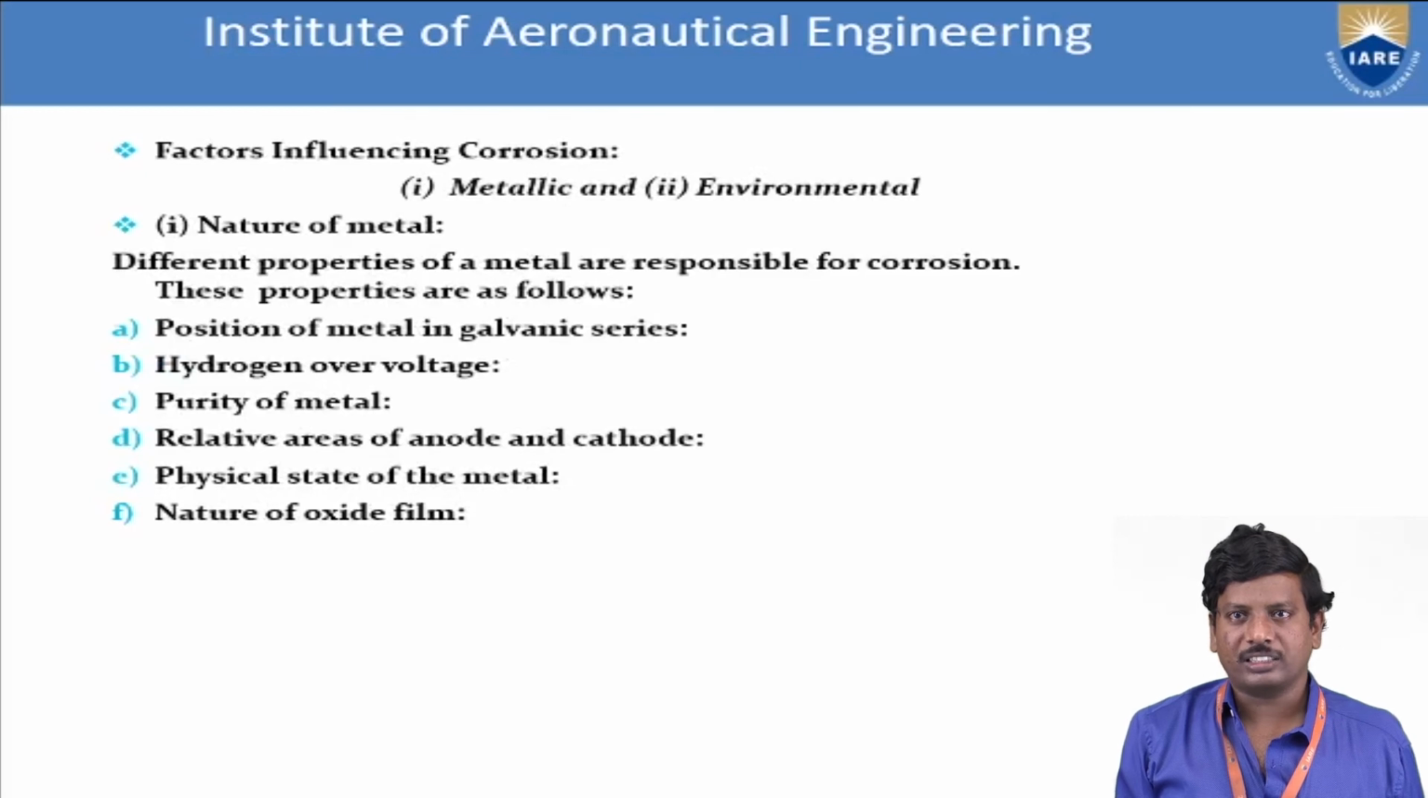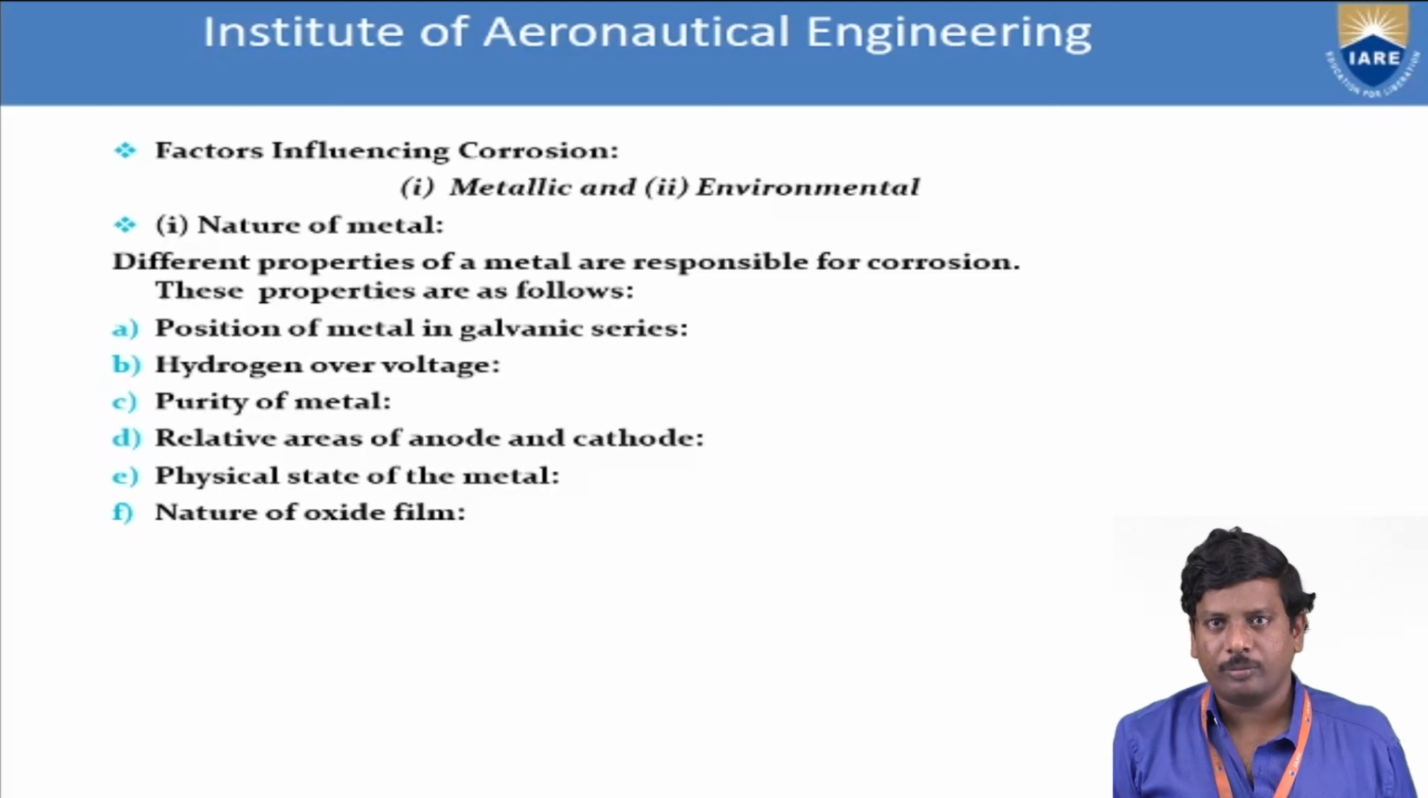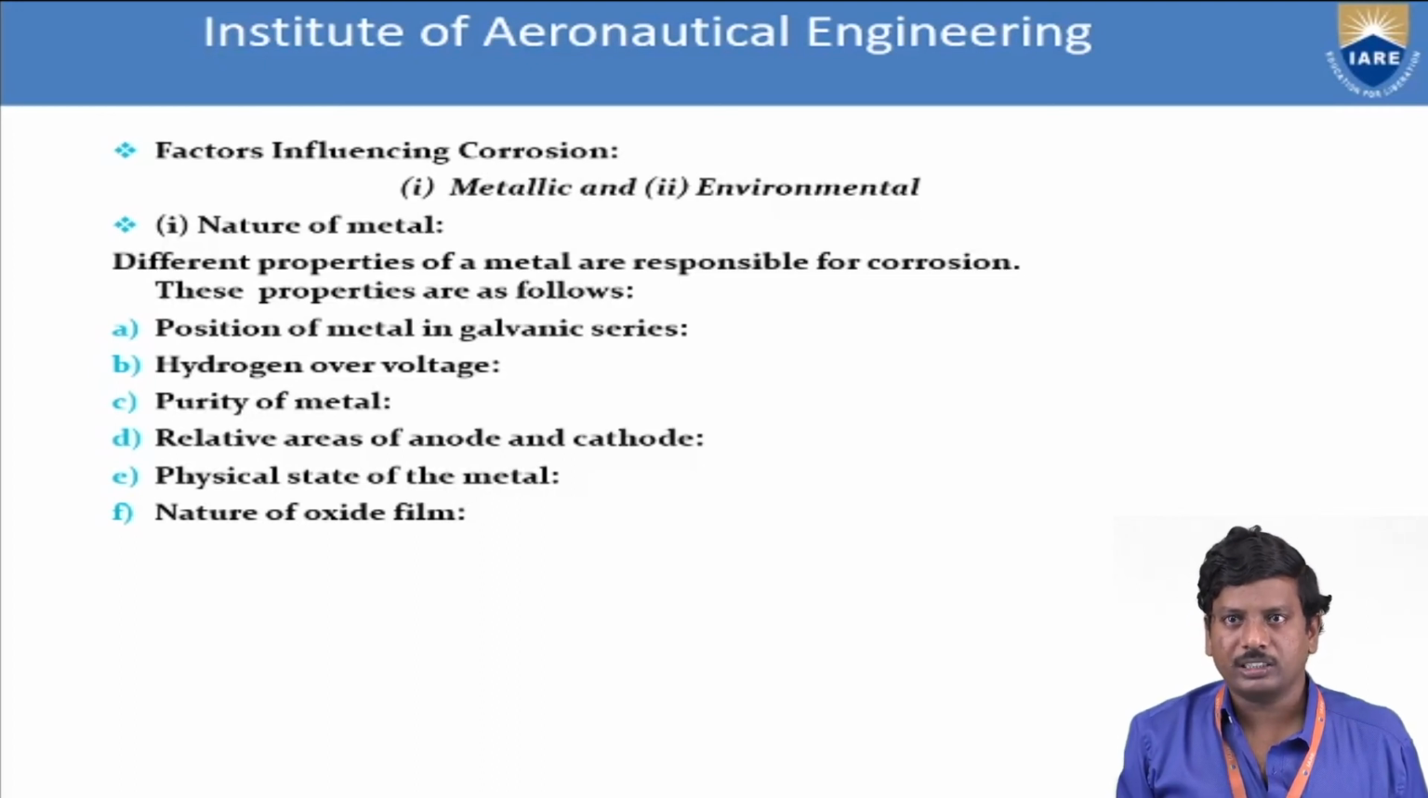Next, factors affecting corrosion. These factors influencing corrosion are mainly of two types. One is the nature of the metal and the second is the nature of the environment. The nature of the metal depends on its properties, and different properties of a metal are responsible for corrosion. These properties are as follows.